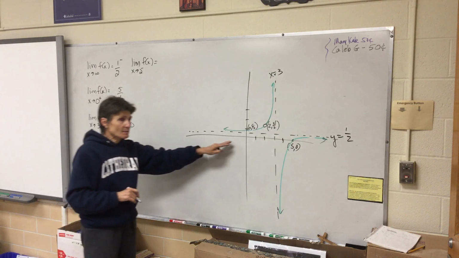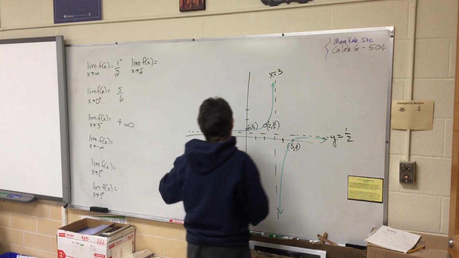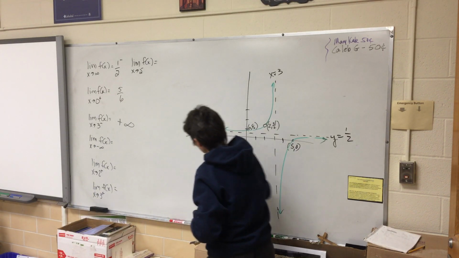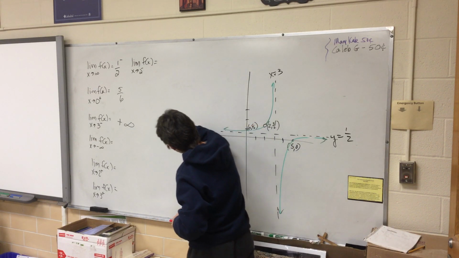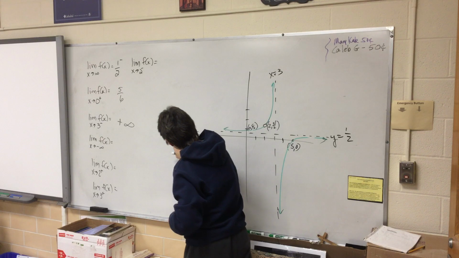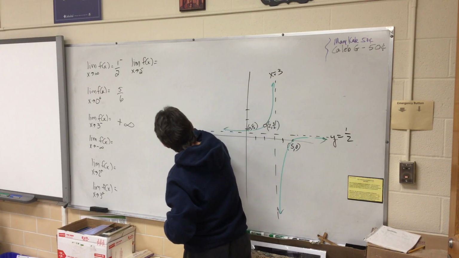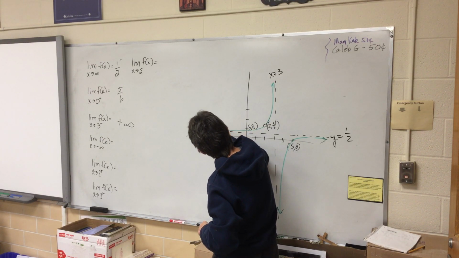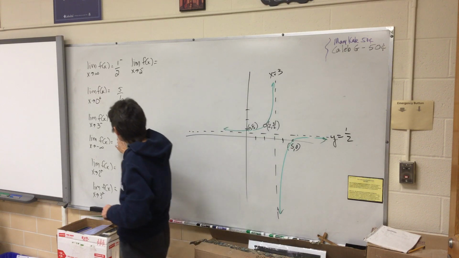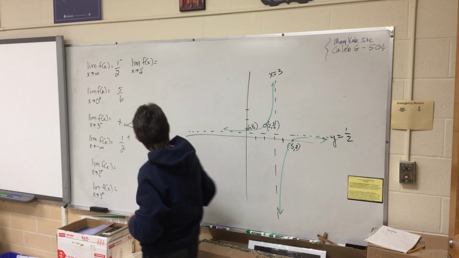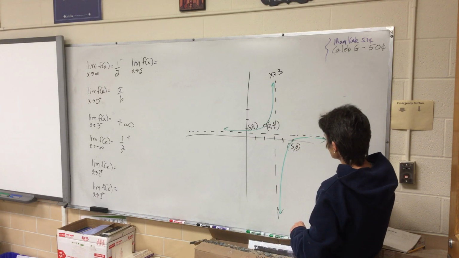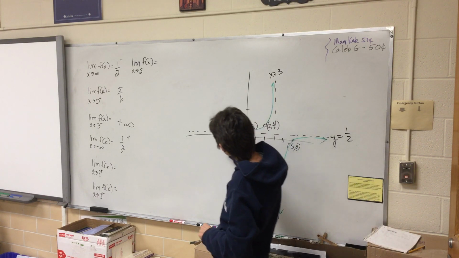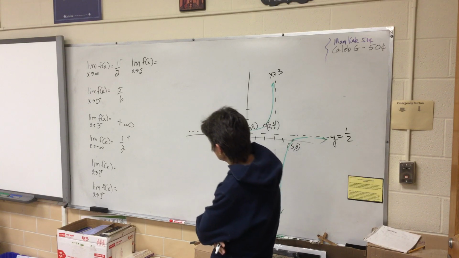Now, x is approaching negative infinity. So we're going this way on the picture, going all the way to the left. As you take your curve all the way to the left, negative infinity, it is getting closer and closer to 1/2 from the top. On this side, it approaches 1/2 from the bottom. On this side, it approaches 1/2 from the top.